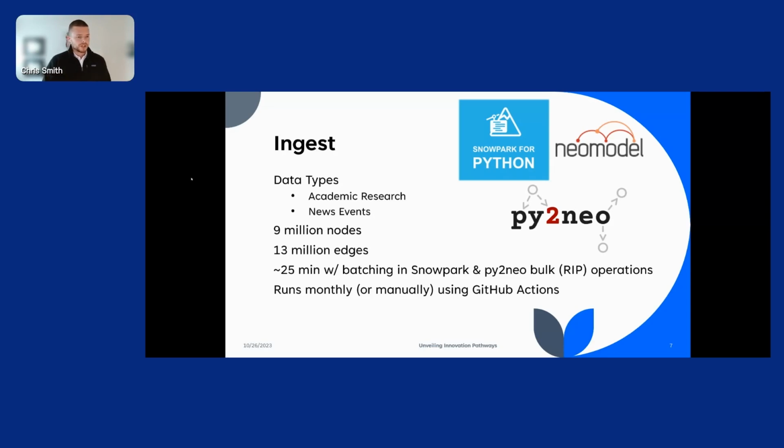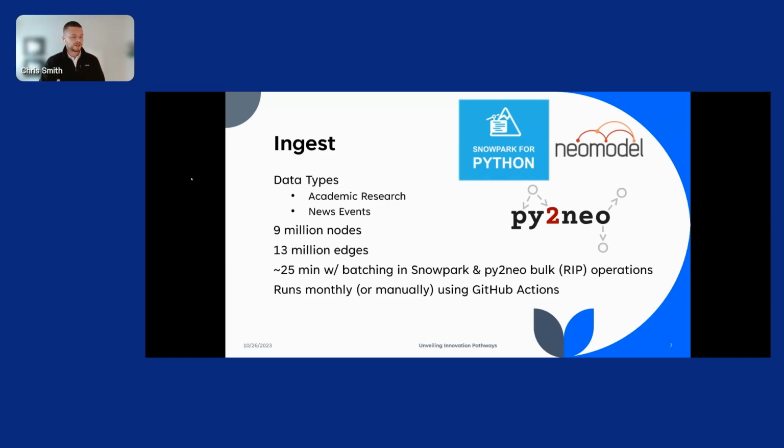So moving on to ingest, right? We've built our schema. Now we're going to ingest the data. We have two specific data types here: academic research and news events. We have an entity resolution process that's going to marry those two up, create a bigger version of the table we just looked at. And that's going to generate about 9 million nodes and 13 million edges.